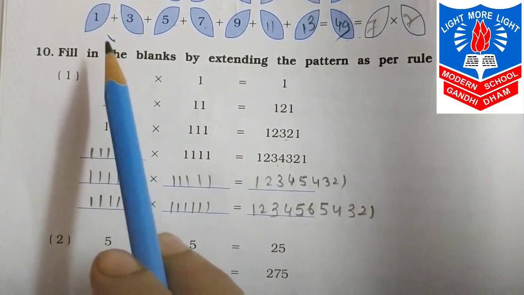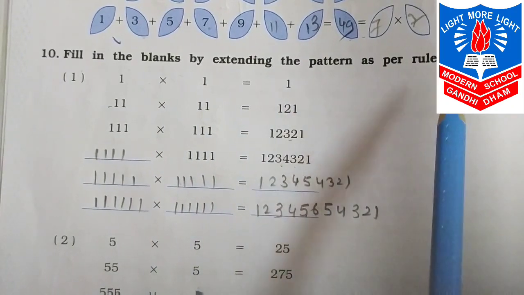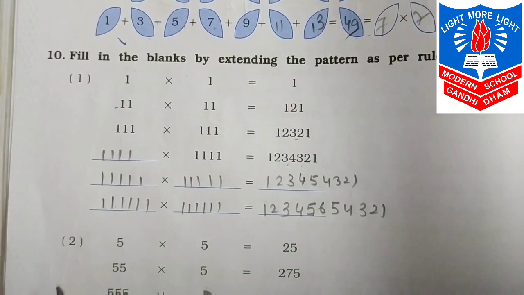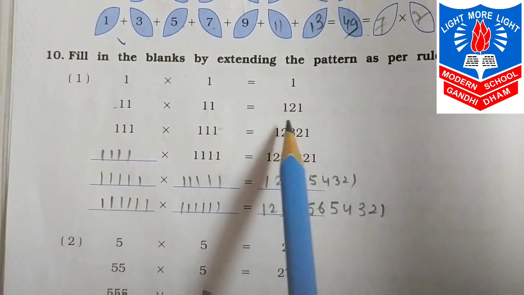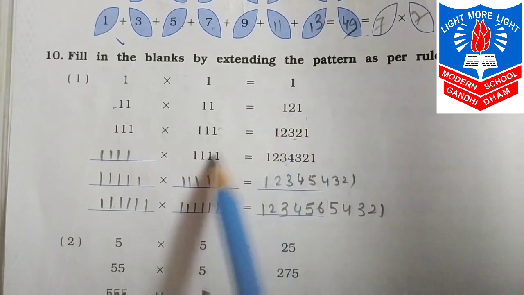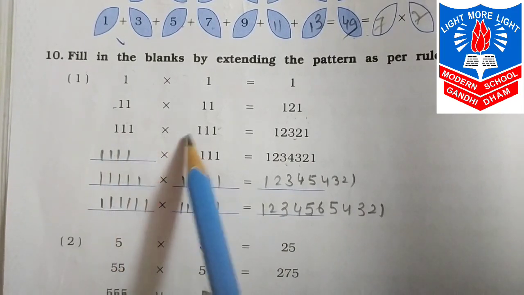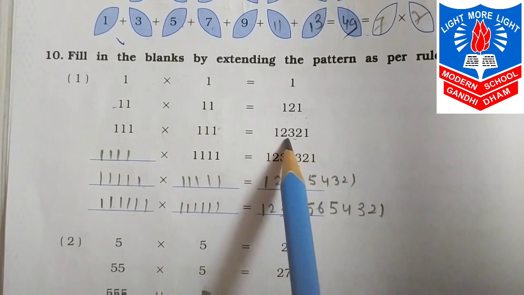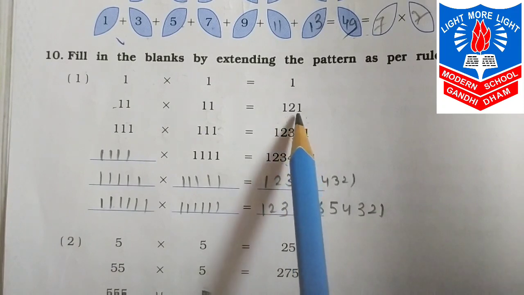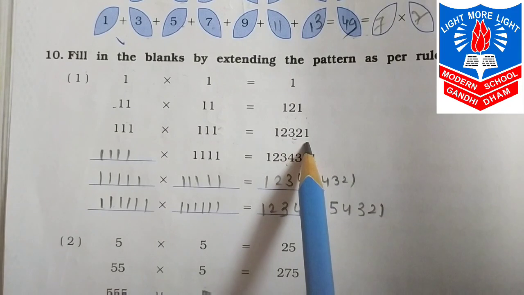Yes, question number 10. Fill in the blanks by extending the pattern as per the rule. See the pattern: 1 into 1 is equal to 1, given. 11 into 11 is equal to 1 2 1. बीच में एक 2 आ गया. 1 2 1. Then 3 times 1: 111 into 111 is equal to 1 2 3 2 1. 1 2 3 और 2 1 का पीछे 21. 1 2 भी रहा, बीच में क्या आ गया 3 2 1.